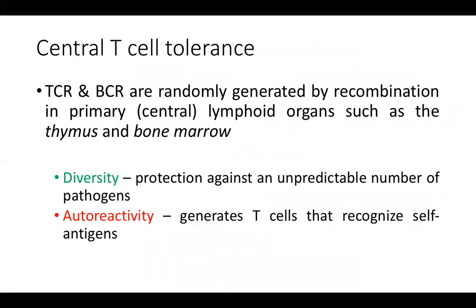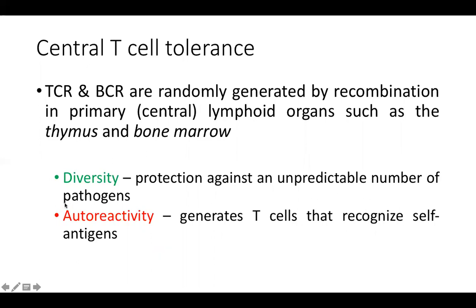So central tolerance. Like I told you, it happens in the children's stage. So what happens in immature B and T cells? Now we are talking of T cells. So T cell receptors are randomly generated by recombination in the thymus. Like I told you, the advantage is that diversity, protection against an unpredictable infinite number of pathogens.